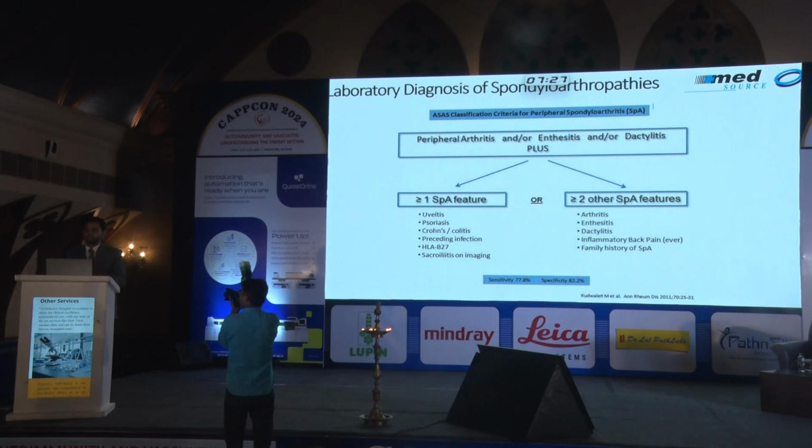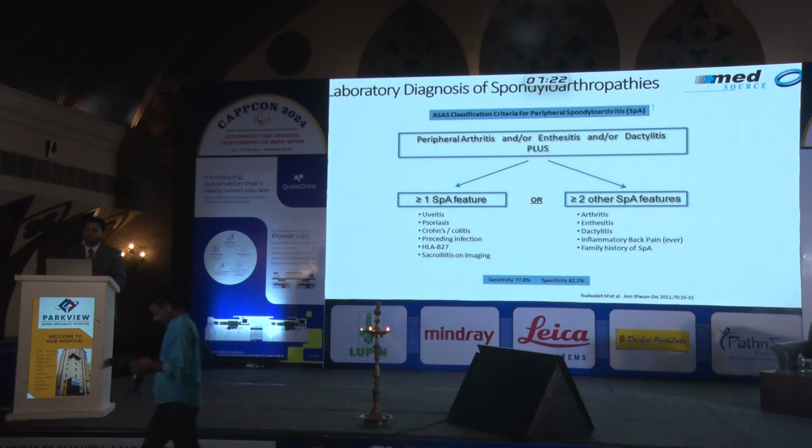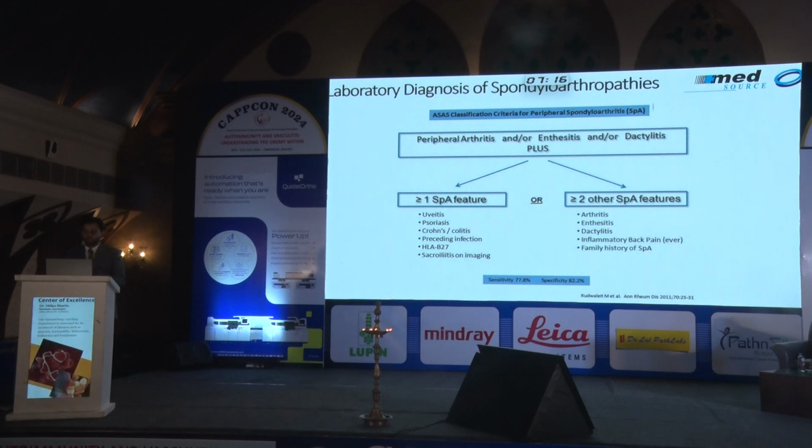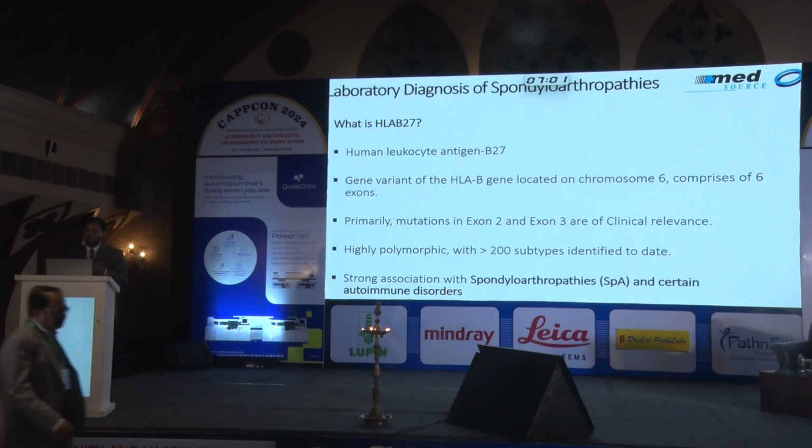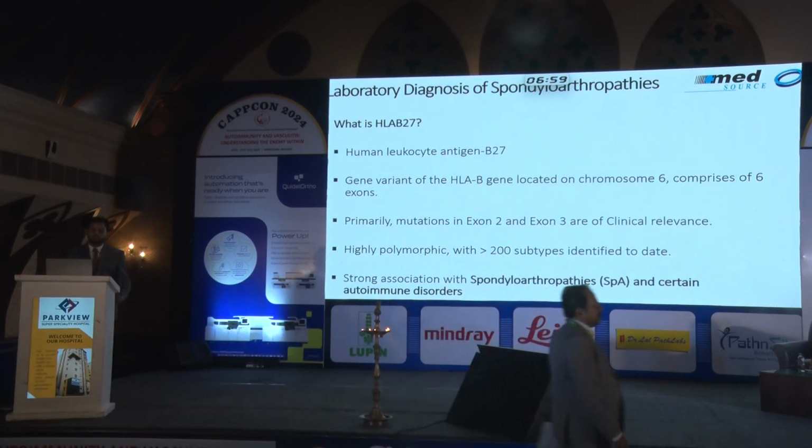Besides the classification for axial spondyloarthritis, there is another classification given by ASAS for peripheral SPAs, which includes peripheral arthritis, enthesitis or dactylitis along with any of the following features as mentioned. But one thing very prevalent and common in both the classifications is that HLA-B27 has been given a very important consideration. So why is HLA-B27 very important?